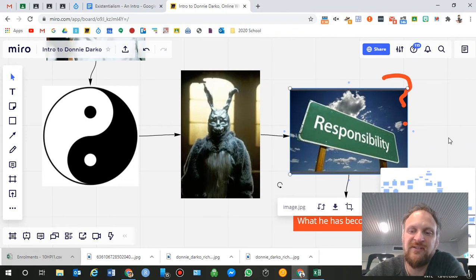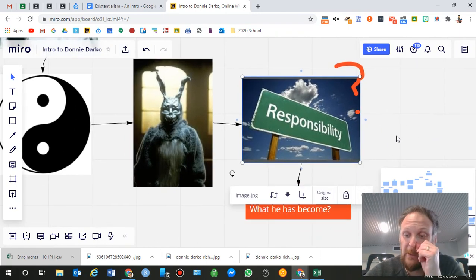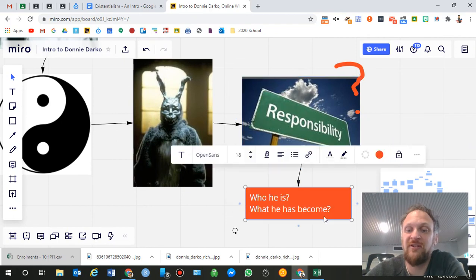We can end up having a pretty decent discussion about who is responsible for making Donnie Darko who he is at the end of the film. What does he become, and how did he become it? What was the process of becoming the final Donnie Darko we see at the end of the film? That's what we're here to discuss.